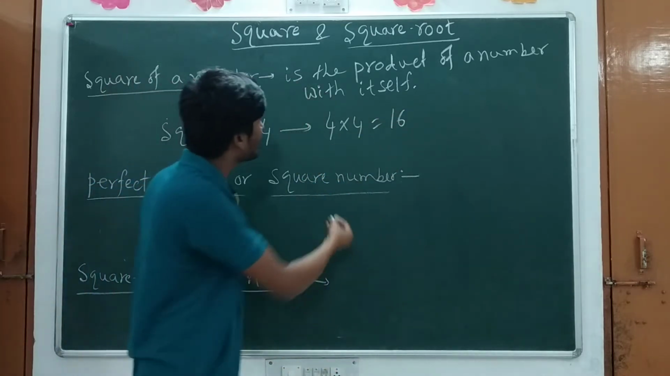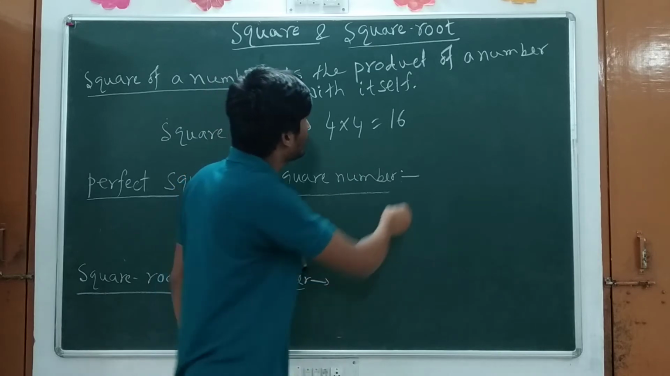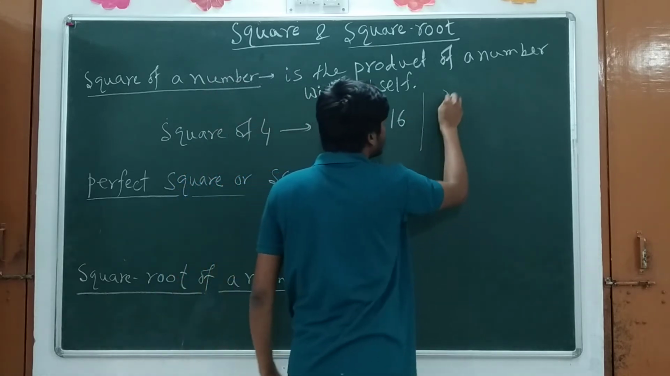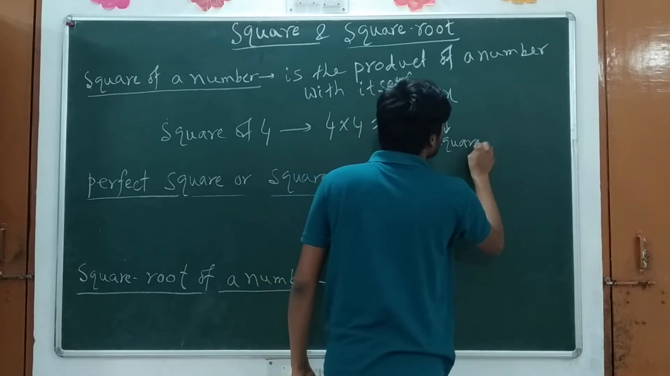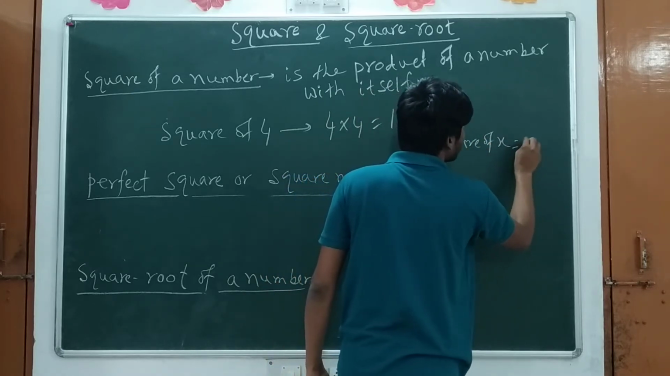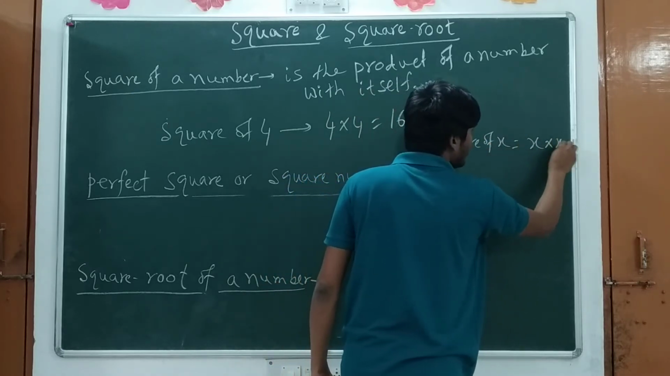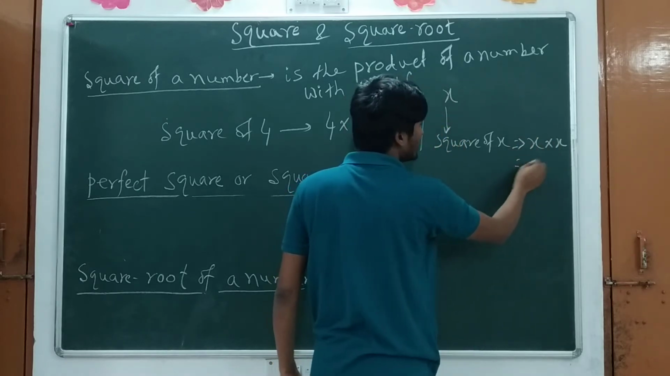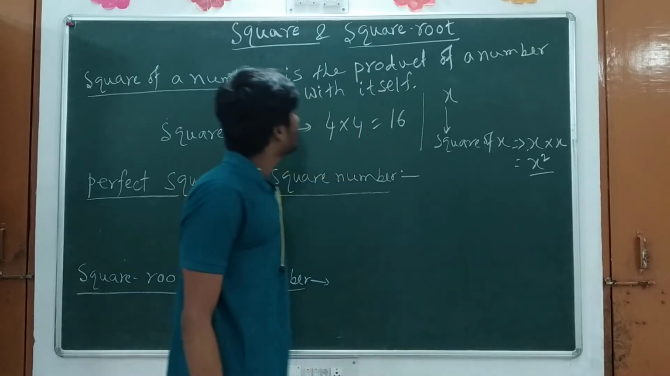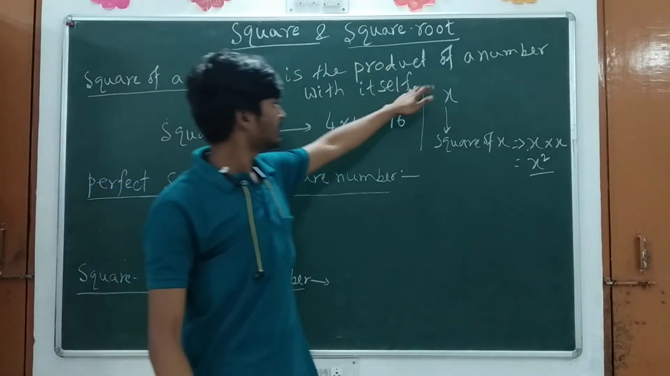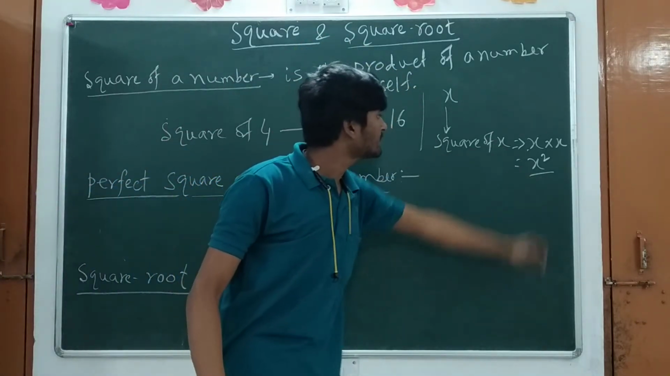So in general, if you take one variable as the number, x, the square of x will be x into x. But we know x into x as the exponent x squared. So in general, for any number x, the square of the number will be x squared.